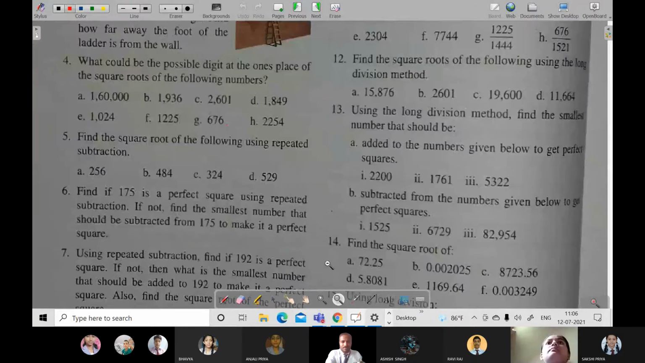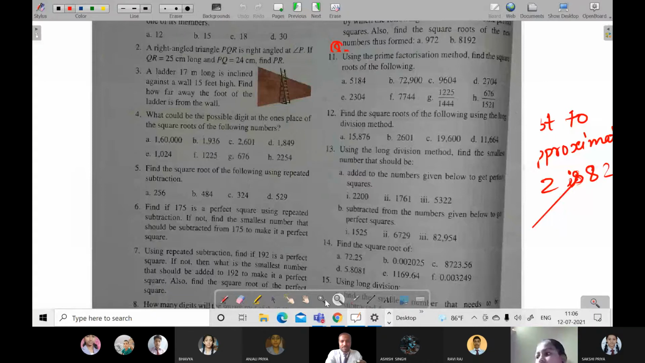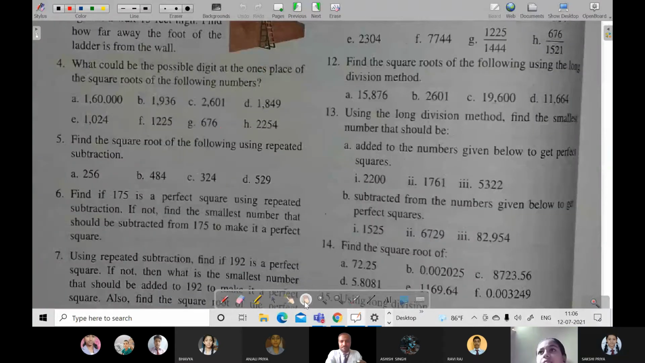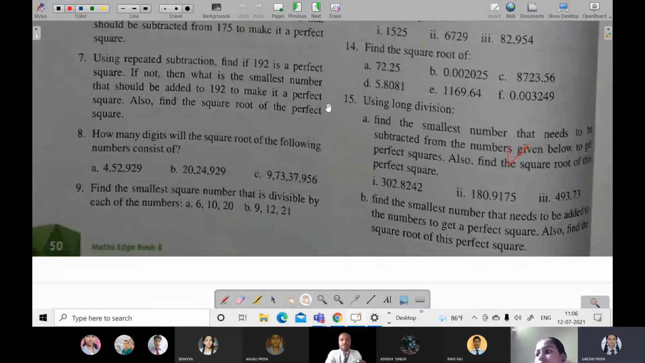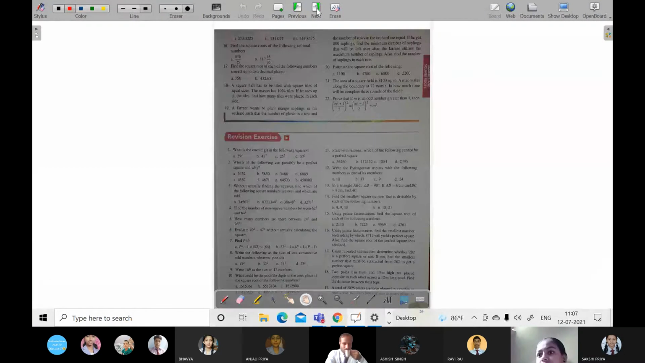So now, page number 81, you are saying? Yes, Sakshi? No, sir. Question number 18, sir. Page number 51. Okay, 51, sorry. So I'll come to page number 51.